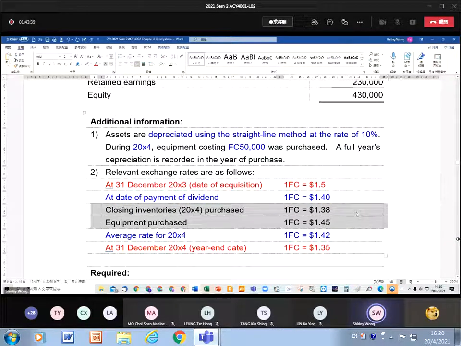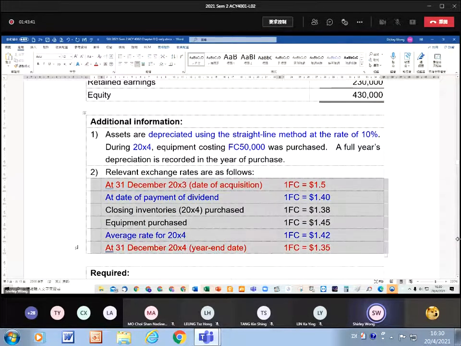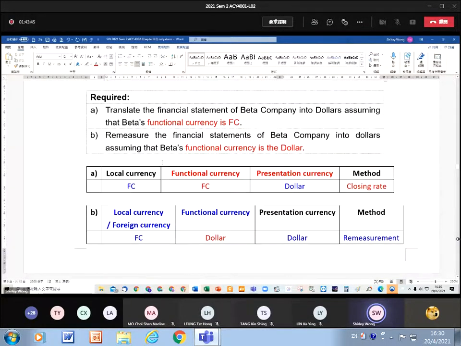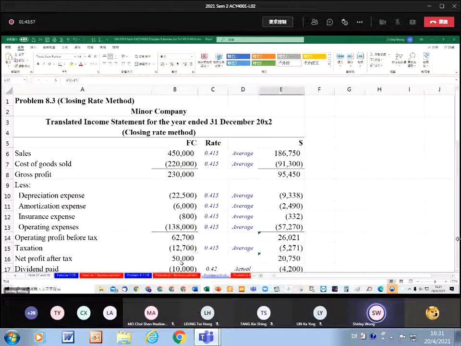And then for here, remember the closing inventory, you need to use this rate. The equipment, you need to use this rate. So you need to consider all the rates here. Okay, and then it asks you to prepare part B, remeasurement. If the functional currency is dollar, same as the presentation currency is dollar, now you need to translate from foreign currency into functional currency. So please take out your exercise here, and then you need to fill in the remeasurement method.